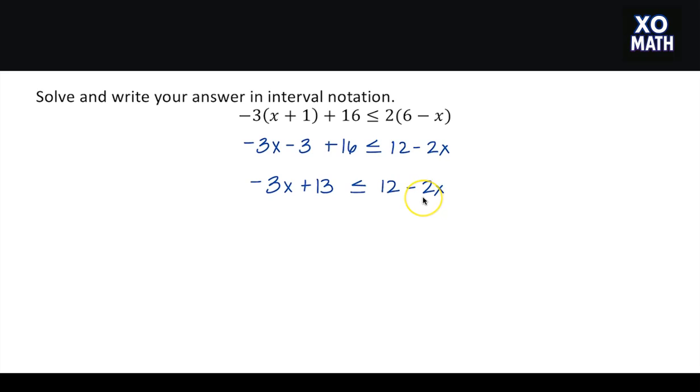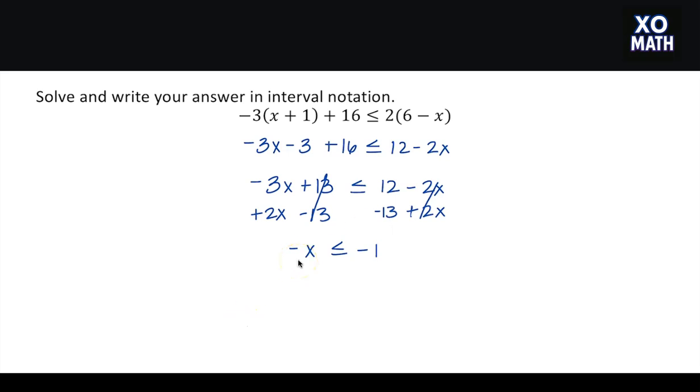And now here, I'm going to collect my x terms on the left side of the inequality. So I'm going to add 2x to both sides. And I'm going to collect the constants on the right side. So I'm going to subtract 13 from both sides. And so -3x plus 2x is going to leave me with a -x on the left, is less than or equal to 12 minus 13, which is -1.